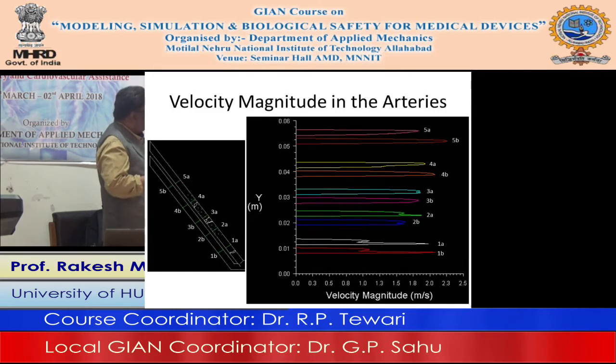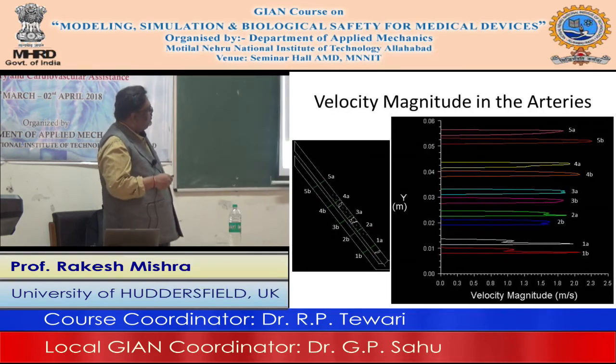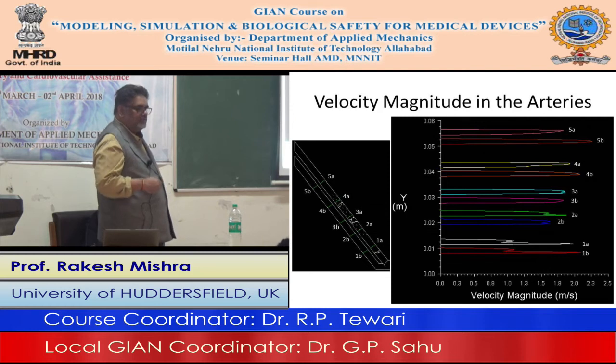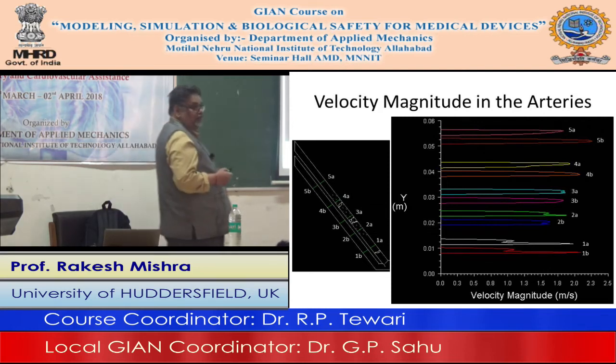I had difficulty showing all the sections in one graph. That's why I have shown this Y. Y tells us the distance from this bifurcation. So Y is the distance along this, and these are the velocity magnitudes along these sections. Okay. So this is very useful information.